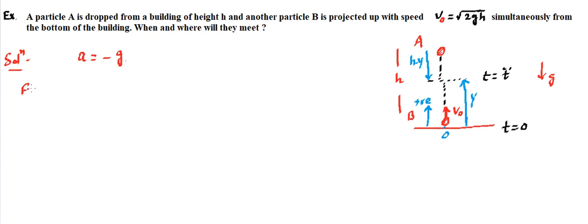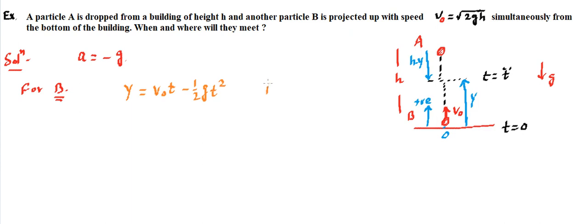Now talk about particle B, which we are throwing from the bottom. Can we say here the second equation is going to be appropriate? So how much displacement is it causing? The displacement caused by the second particle is y in the upward direction, that's why positive. Initial velocity is v naught, which is positive, into t, and then acceleration is negative, that's why we are going to write minus half g t square.